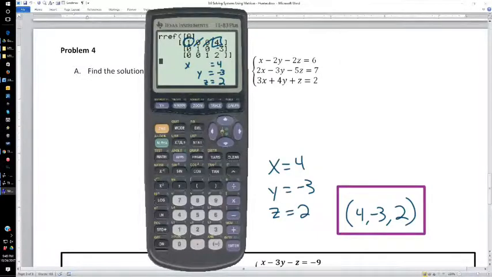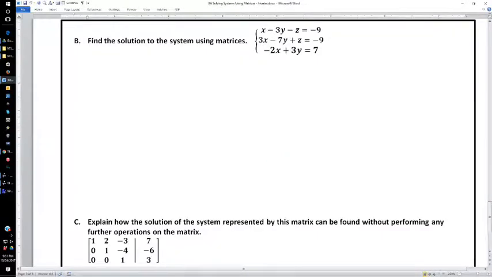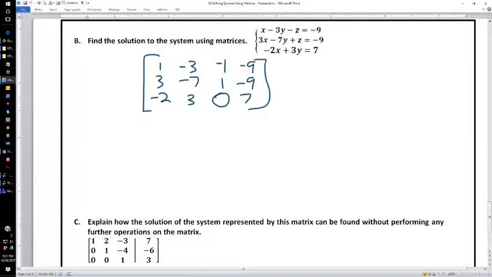Let's find the next few. Pause. Alright, letter B tells you to do it. But if you didn't, that's fine. I understand. Doesn't mean I'm happy about it. So if you wrote your matrix, you put 1, 3, -2, you put -3, -7, 3, you put -1, 1, 0, because there's no z's in that one, and -9, -9, 7. That's your original matrix.